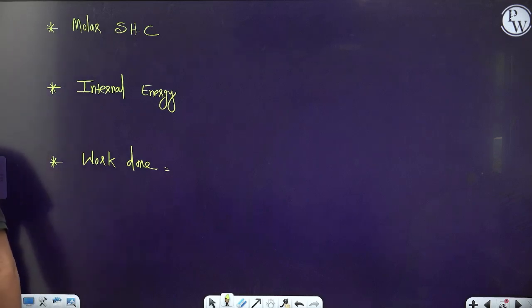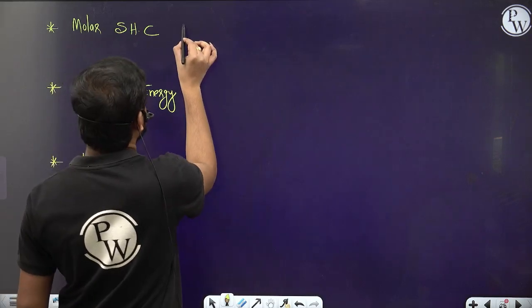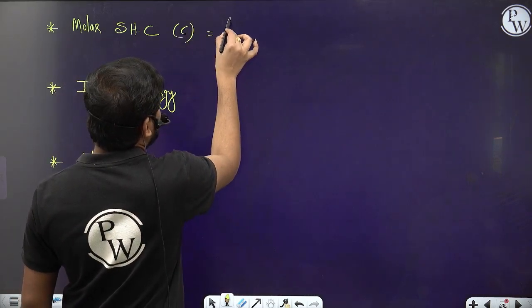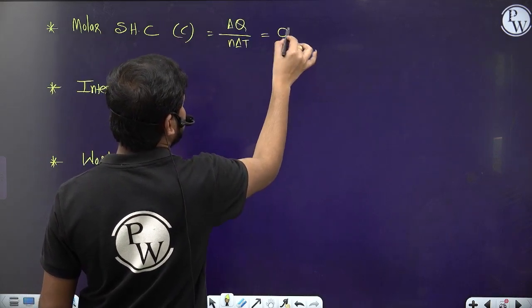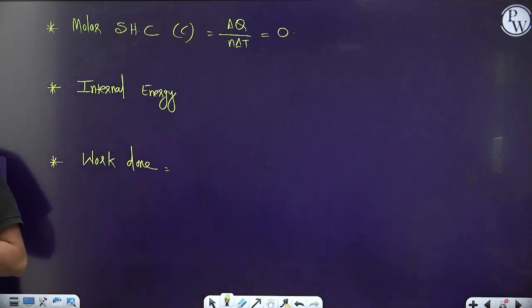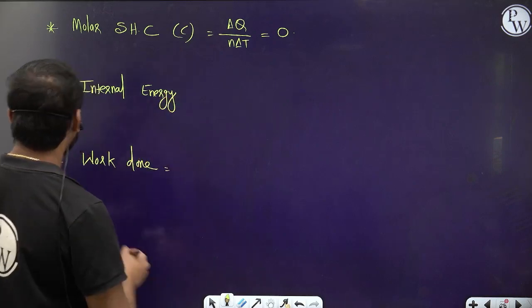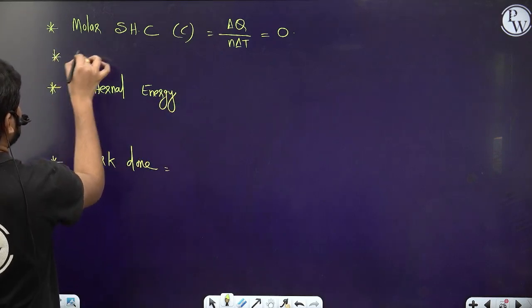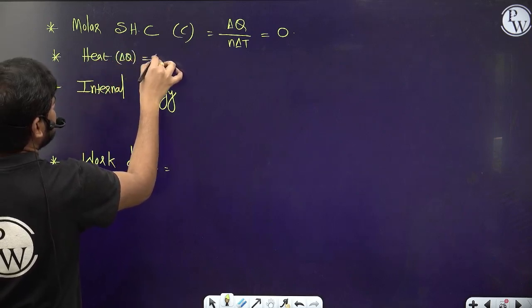The specific heat capacity: C is equal to delta Q by n delta T. Here there is no heat exchange in the adiabatic process, yes or no? So the numerator is 0, and delta Q is 0. The heat, we can write it here itself. The heat is nothing but delta Q. There is no heat exchange. Delta Q is equal to 0.